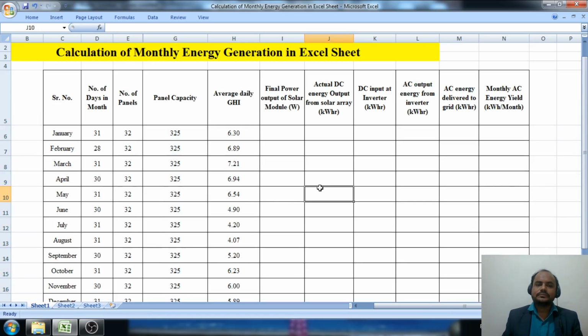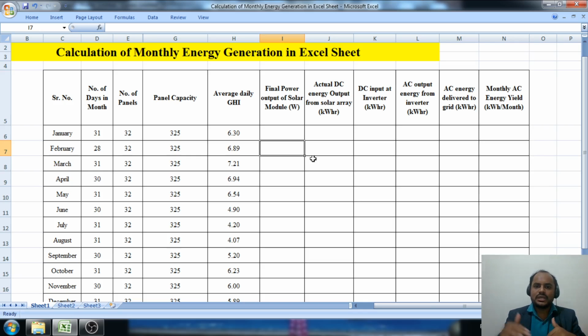Then in the fifth column we have the average daily GHI value. GHI is called global horizontal irradiance. In the earlier videos also I explained what is meant by this GHI value. It is the combination of direct normal irradiation and the diffuse horizontal irradiation that is falling.